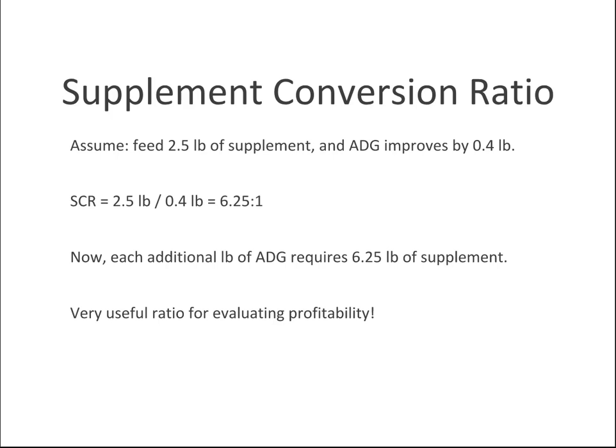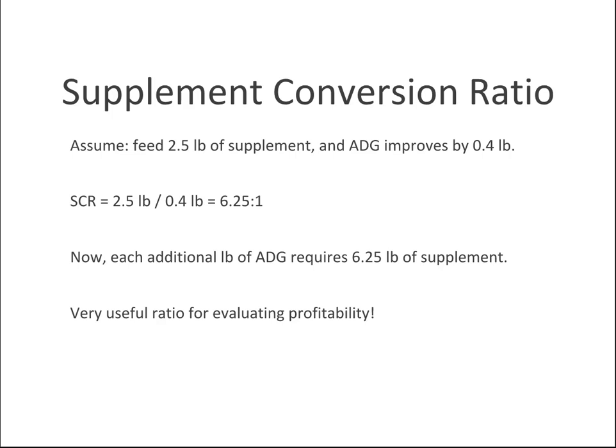To help clarify what supplement conversion ratio is, let's try one more example. This is a new scenario. We're not talking about the Oklahoma Gold program now. We're evaluating some other supplement program. The details of what that program is aren't really important right now for this exercise about supplement conversion ratio. Just assume that in this program you're going to feed 2.5 pounds of supplement per day, and you expect this amount of supplement to improve average daily gain by 0.4 of a pound.